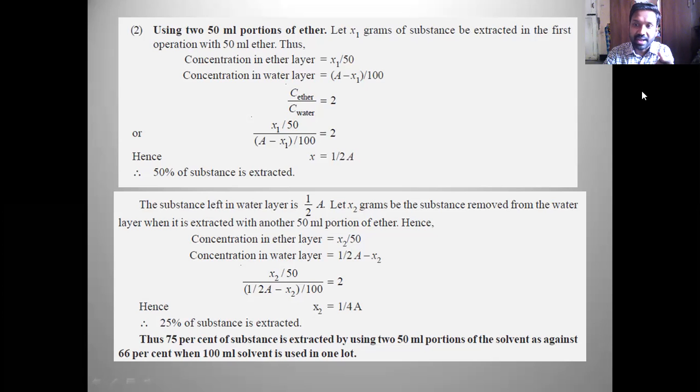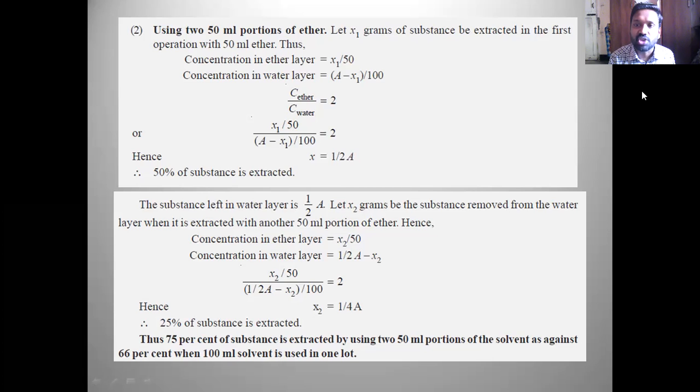Total it was 100 ml, divided into 50 ml each. You add another 50 ml of ether. So x2 divided by 50. What is the remaining amount in water? Half A minus x2. Because even in this extraction, some amount will go into ether, so let that be x2.